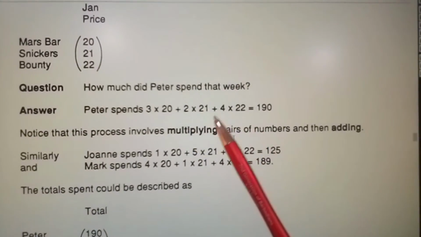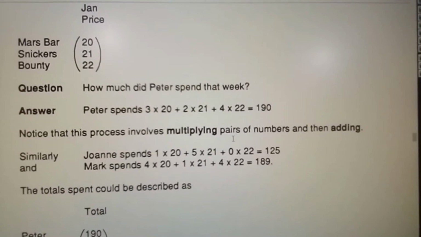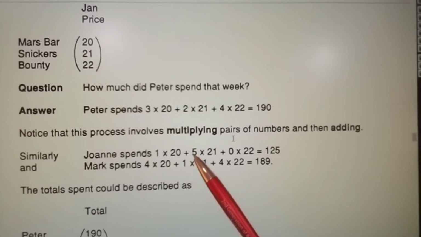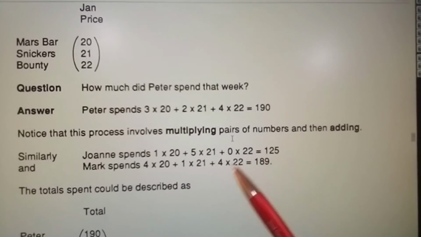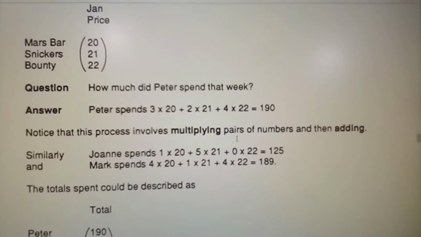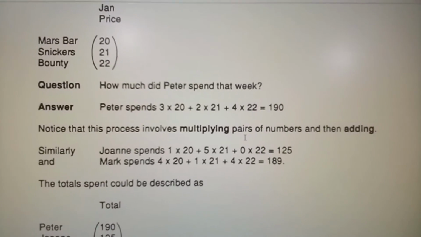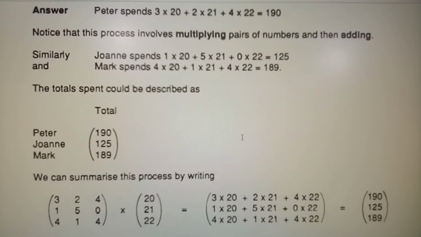So here you have the total 190. Notice that this process involves multiplying pairs of numbers and then adding. Similarly, Joan spends 1 times 20 plus 5 times 21 plus 0 times 22 equals 125. Now do the calculations for yourselves. You must work these out for yourselves. Do not take it as read. You cannot do it on the screen. Do it on paper, old-fashioned pen and paper.